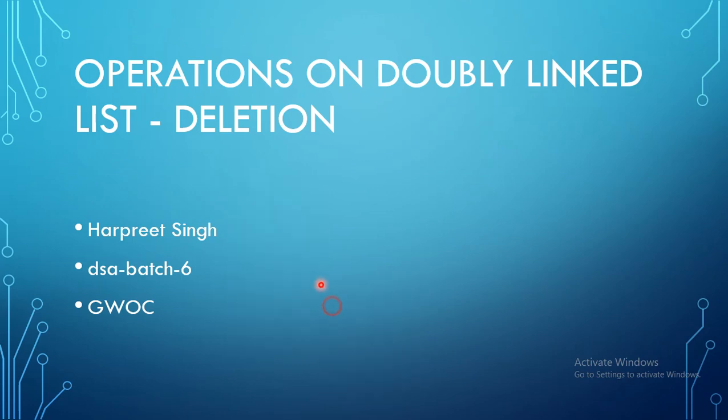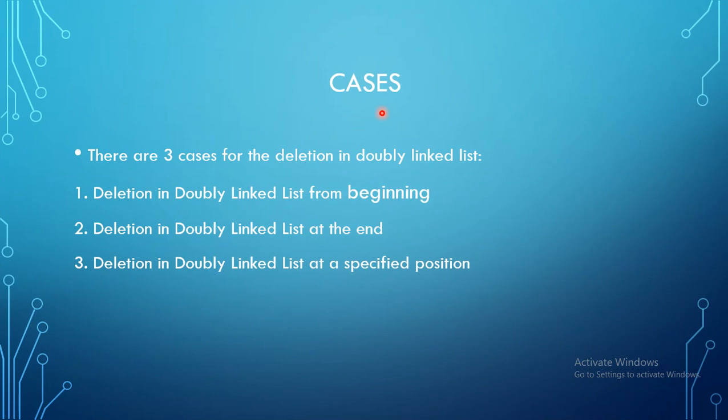So today's topic is operations on doubly linked list deletion. We will be discussing the different cases of deletion in doubly linked list. There are three cases. The first one is deletion in doubly linked list from the beginning. The second one is deletion in doubly linked list at the end. The third one is deletion in doubly linked list at a specified position. We will be discussing it one by one and clear the concepts that are being used here.